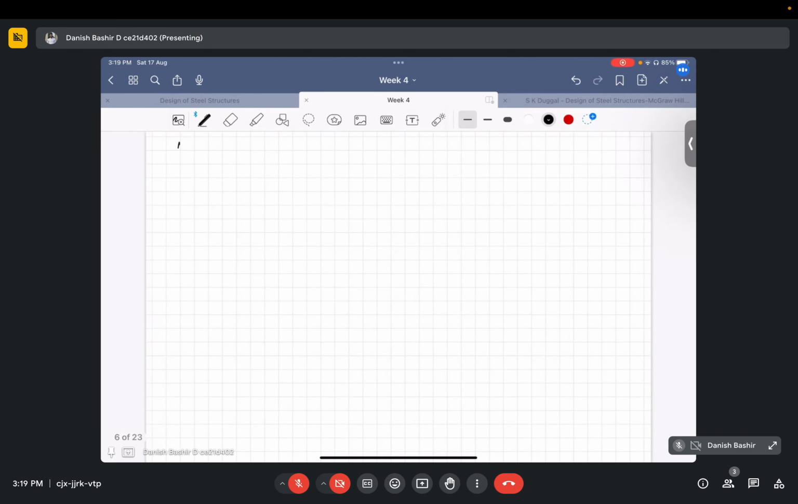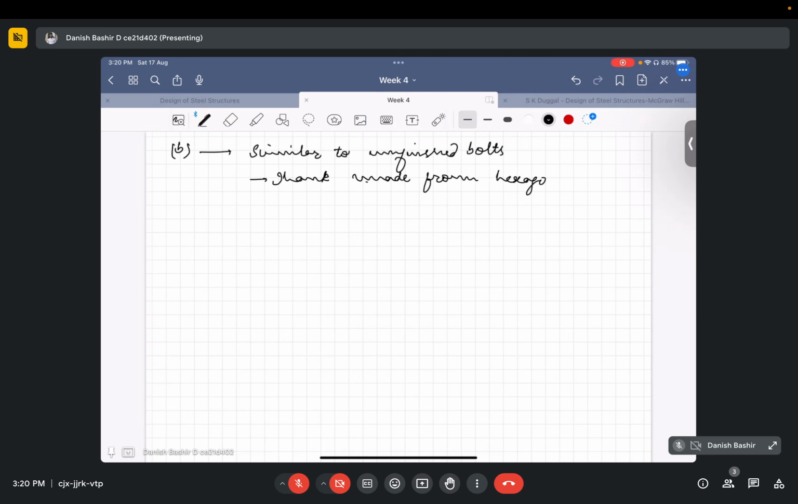Then we have turned bolts. Actually, these are similar to unfinished bolts. There is a difference: the shank of these bolts is formed from hexagonal rod. Okay, these are turned bolts. We can write: similar to unfinished bolts, but the difference is the shank is made from hexagonal rod. Okay, this is the difference there.